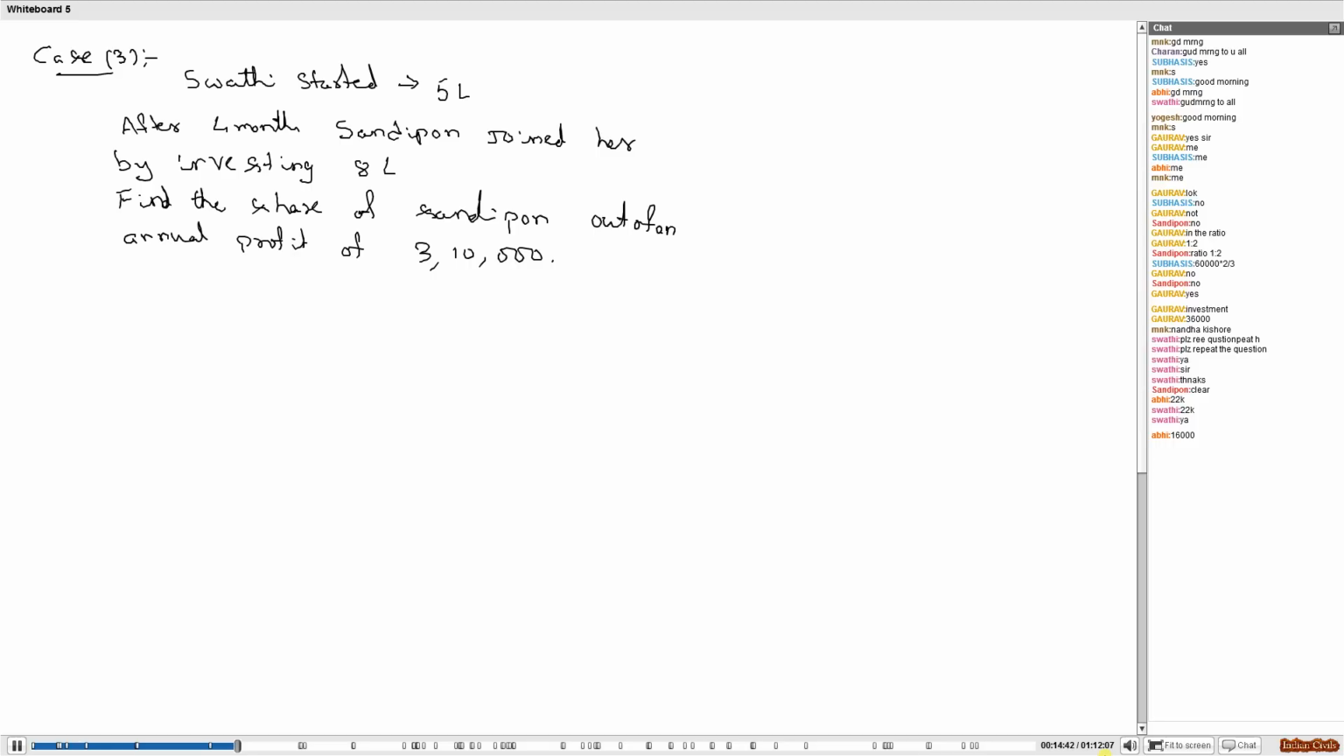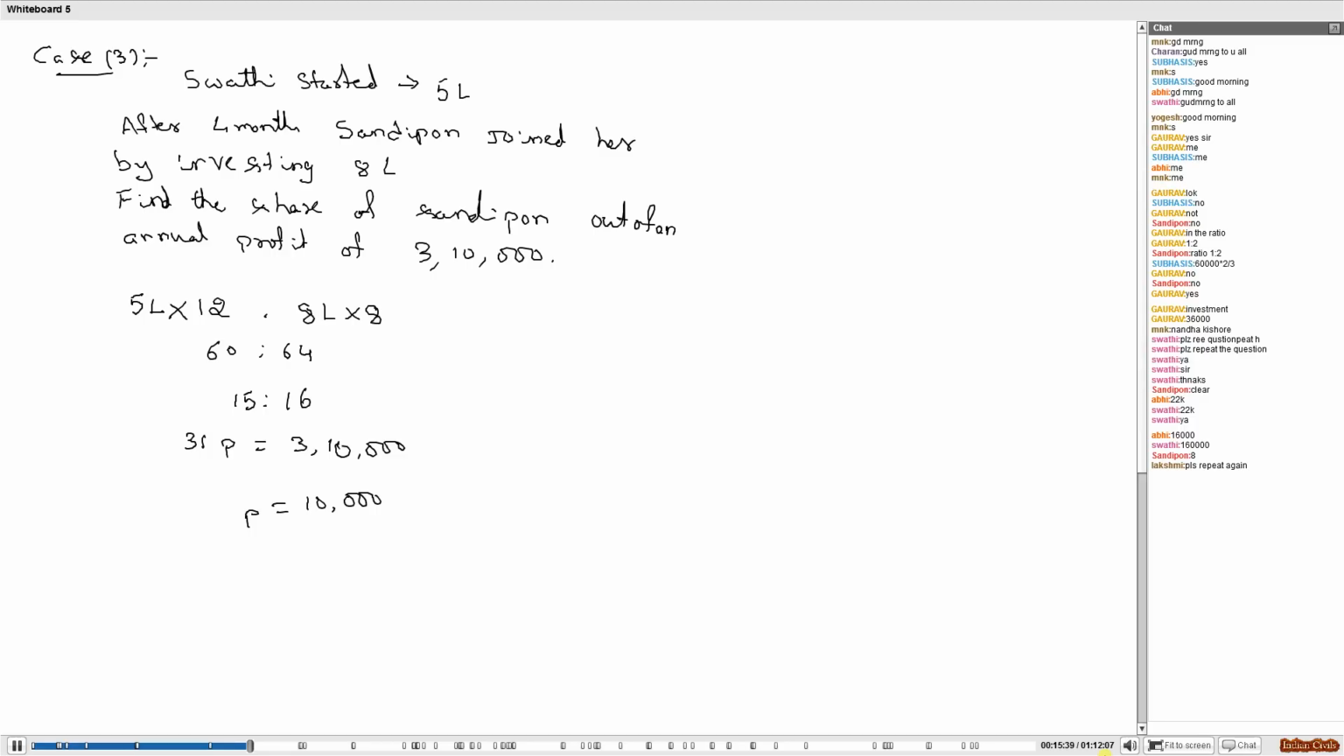1,60,000, exactly. Look, here Swati started a business by investing 5 lakhs, so that will be for 1 year, that is 12 months, right? After 4 months, Sandeepan joined her by investing 8 lakh rupees. So he is in the business for only 8 months. So the ratio will be 60:64. We can say 15:16 is the ratio. That is 31 parts is equal to 3,10,000. So 1 part is equal to 10,000.